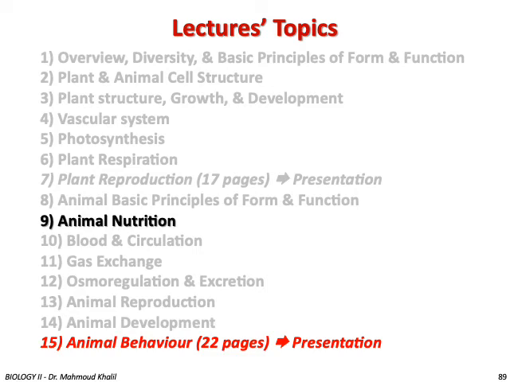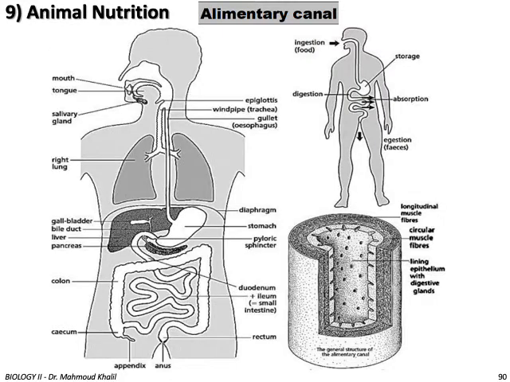Hello, today we will talk about animal nutrition. For animal nutrition, we need to know the alimentary canal. The alimentary canal is composed of different regions, as you can see from the figure, and we will discuss these regions and their functions in detail.